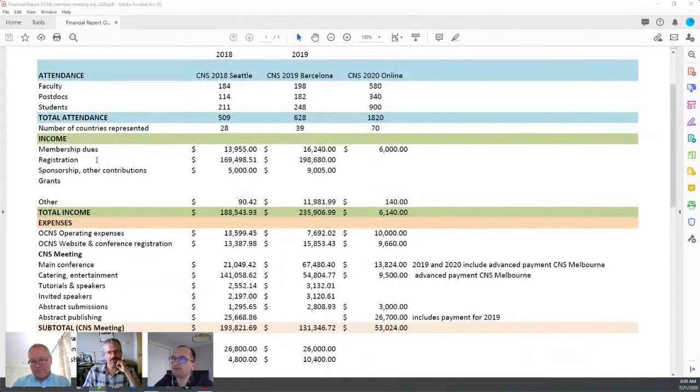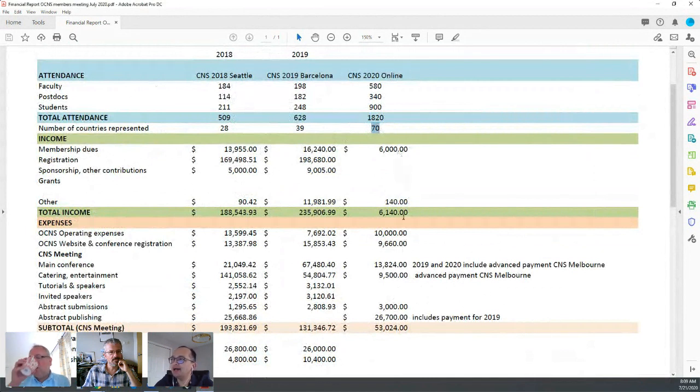So current year, year before, and year before that. Just a couple of words about attendance. We had about 500 in Seattle, 630 people in Barcelona. This is the number which I checked last week. So apparently we have about 600 registrants more, so we're approaching 2,500, a huge number. Last week we had about 70 countries. This number might go up as well.